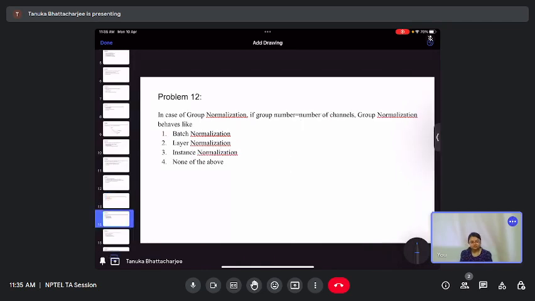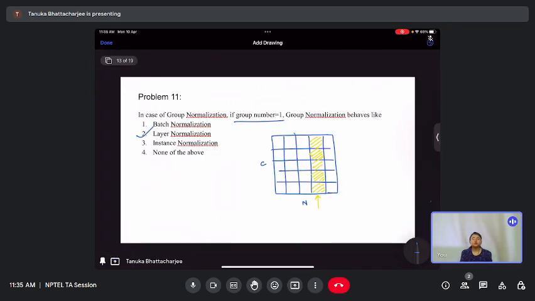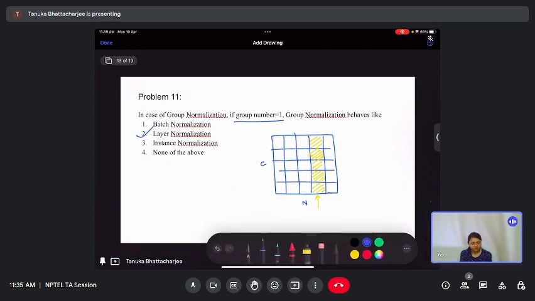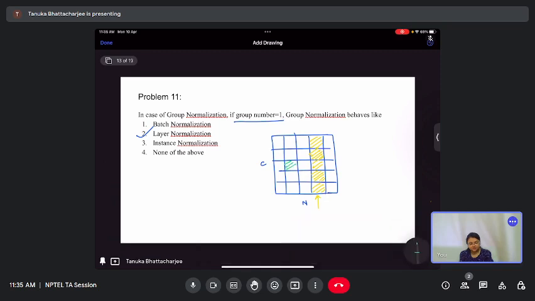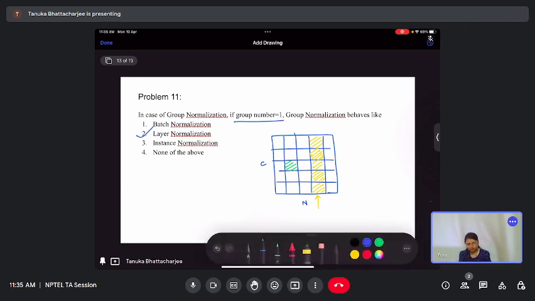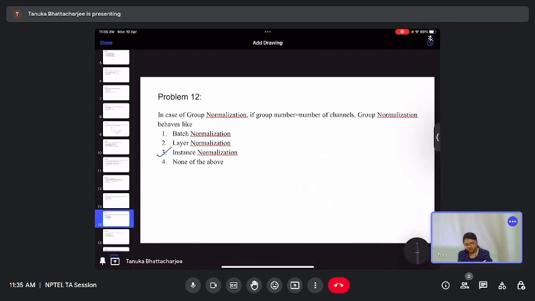Now on the other extreme, if group number equal to number of channels, then what is the case? If your group number is equal to number of channels, then in each group you have just one channel. So in each group, let's say you have just this channel in one group, just the other channel in one group, and you will just compute the mean and standard deviation over one channel. This is, as we explained at the beginning of today's session, instance normalization. So the next question's answer is instance normalization.